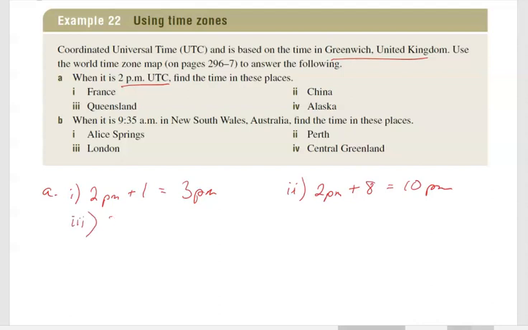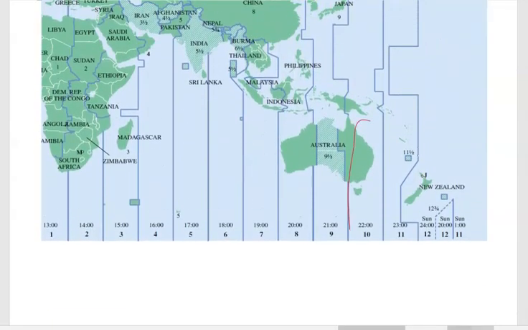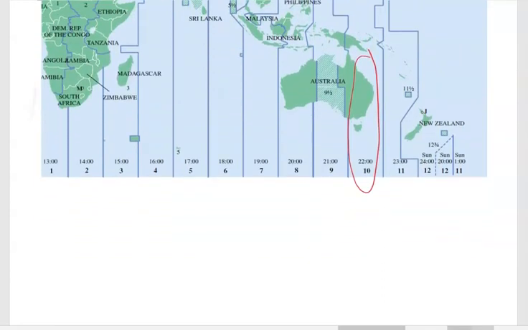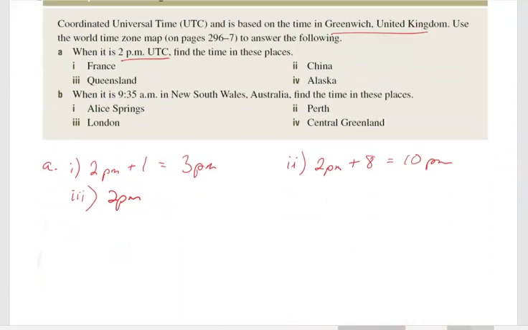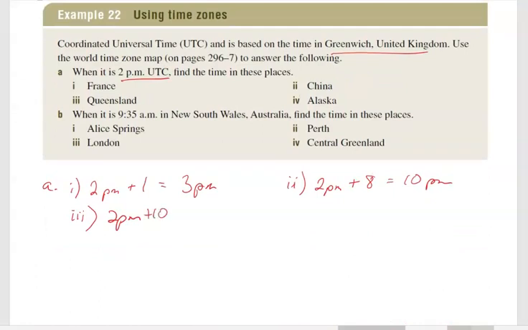in China. In Queensland, when it's 2 p.m. in Greenwich, let's look and find Queensland, with 10. Okay, once again, we're ignoring daylight savings time, which we don't do, but other states do. So 2 p.m. plus 10 is going to give us 12 midnight. That's the safest way to write it. It is actually technically 12 a.m., but don't write 12 p.m. because 12 p.m. is noon, and that's not right.